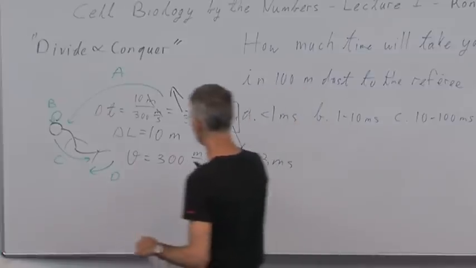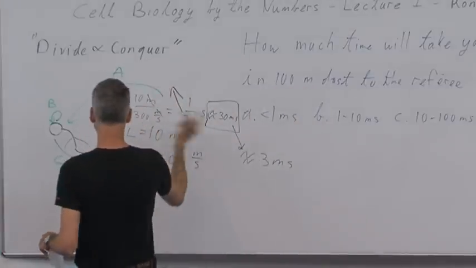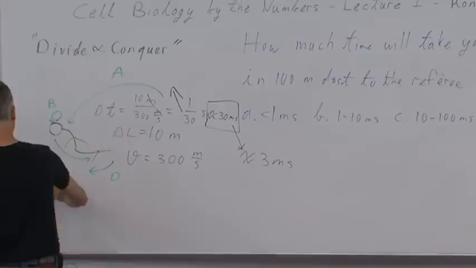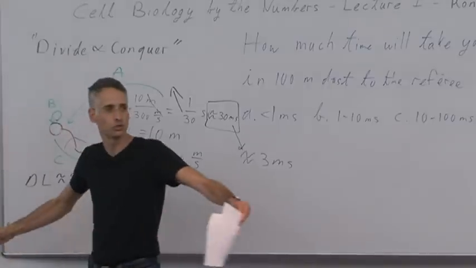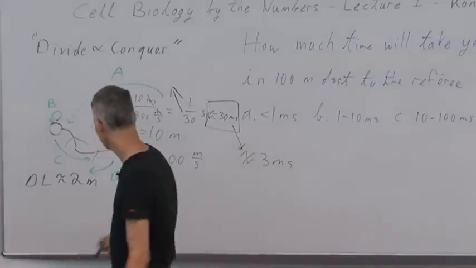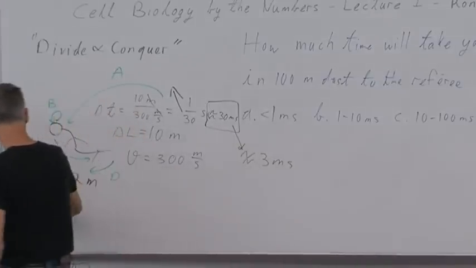Okay, so again, in order to know delta t, we need to know delta l, which is about, let's make it 2 meters. These people are usually tall and strong, right? And what is the relevant velocity?